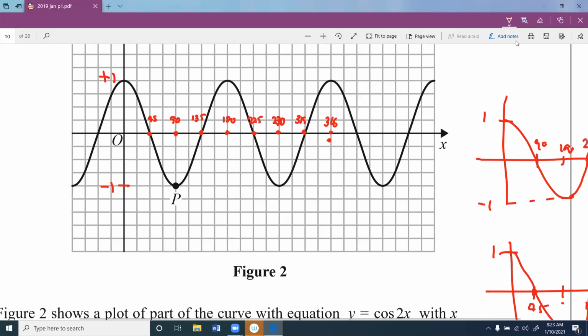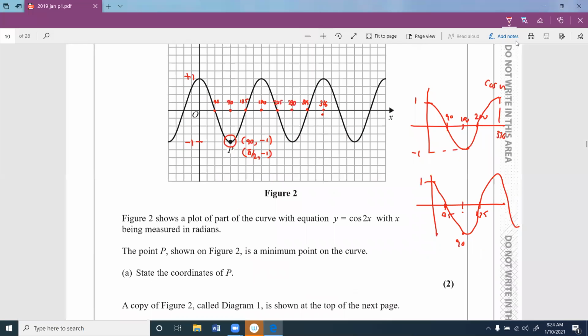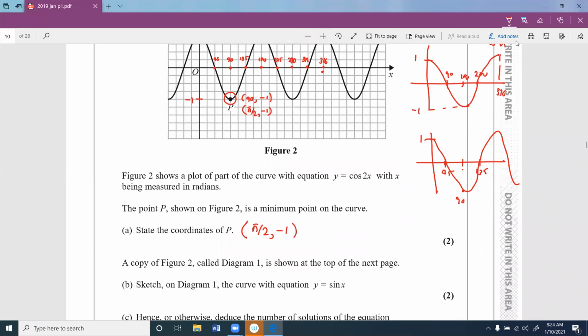So over here, what does this coordinate become? The x coordinate is 90 and the y coordinate is -1. In radian format, 90 means pi by 2, and -1. So the coordinate of P: simply you can write the coordinate of P is pi by 2, -1, or if you want you can write 90, -1. It doesn't make a difference because they didn't mention whether radian or degree mode.